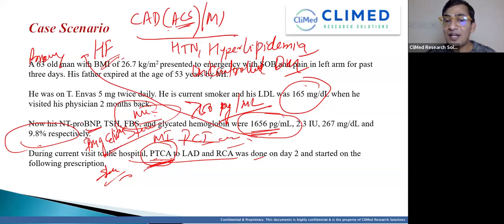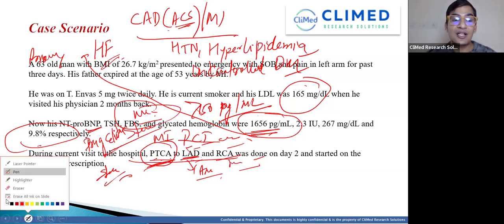Percutaneous transluminal coronary angioplasty was done to LAD. What is LAD? LAD is the left anterior descending artery in the heart. RCA is the right coronary artery in the heart.